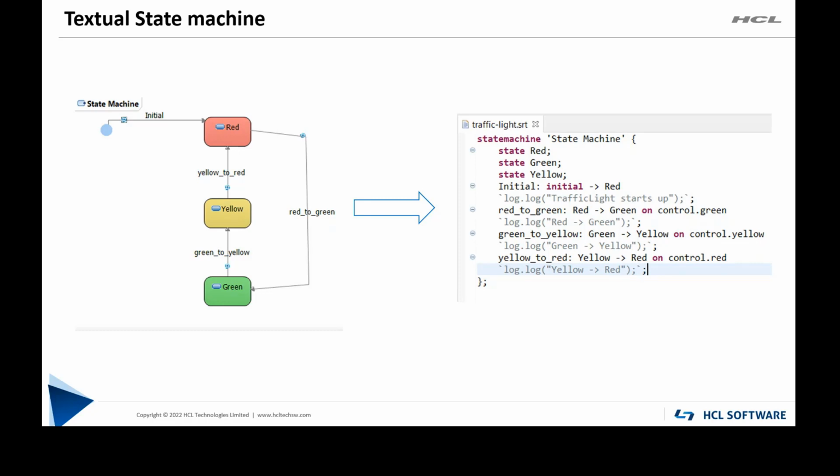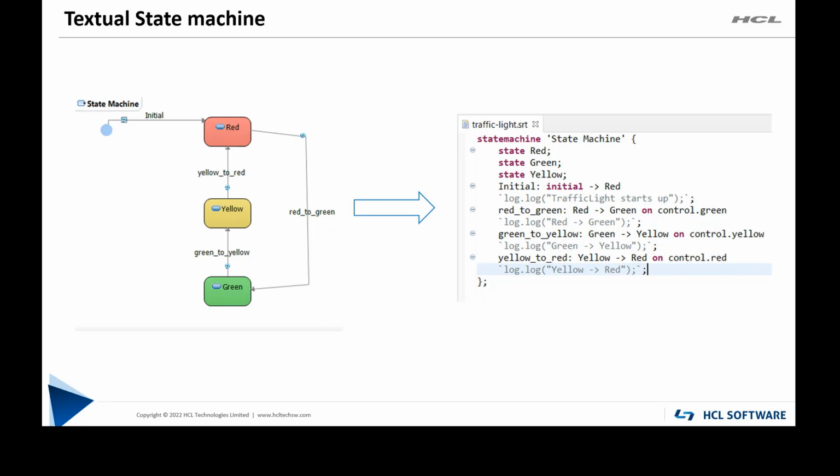This has syntax for every UML element which is supported in the diagram. For example, a state has the keyword state followed by the name. For a transition, we have the transition name, the source, then the destination, on which port, and then when. We can define a guard with when, followed by a code block and then the effect. That's for a transition.